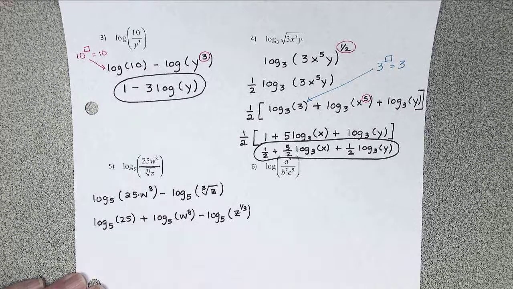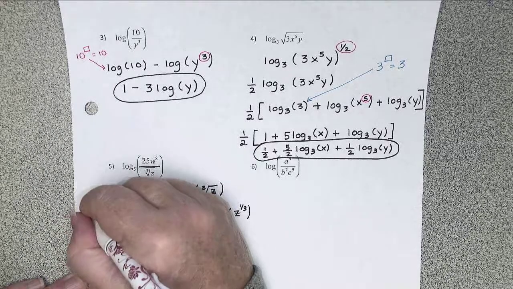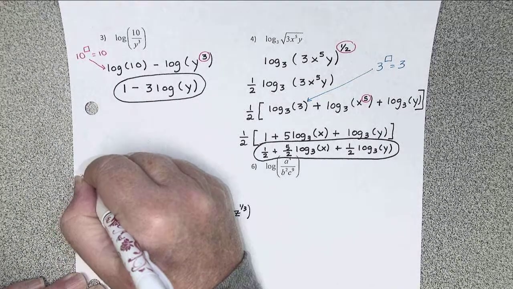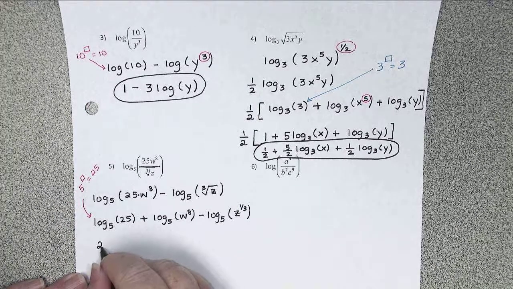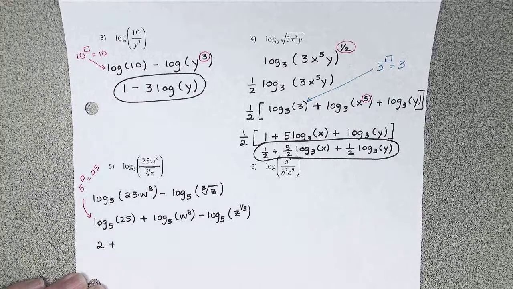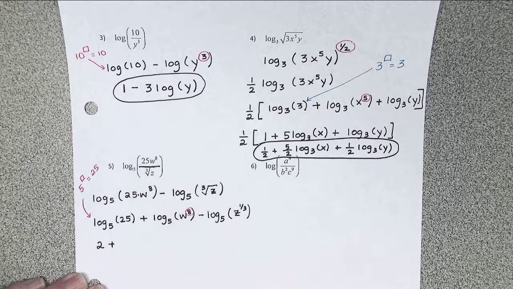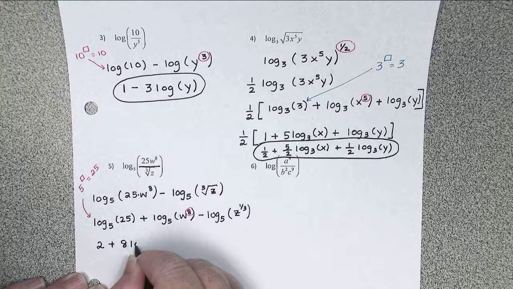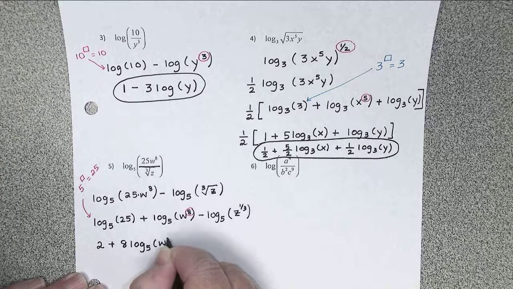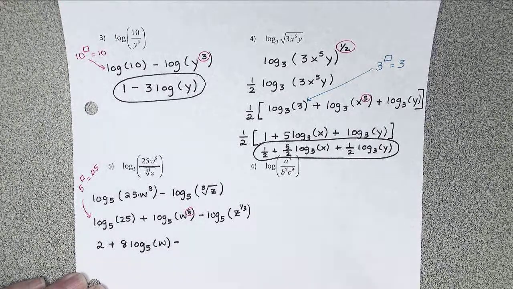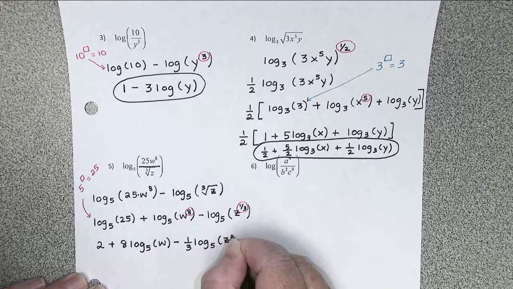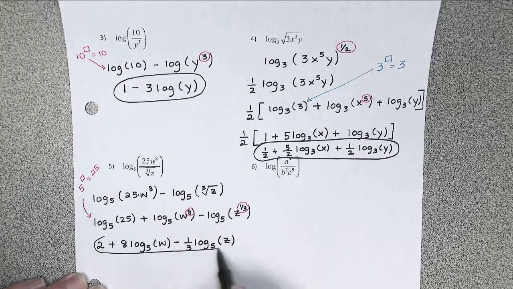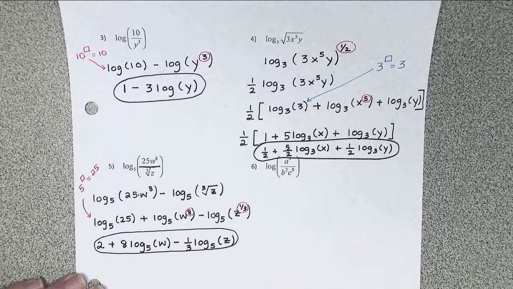All right, the log base 5 of 25, I know what that is. 5 to what power equals 25? That's 2. I have a power rule right here. I can make that 8 times the log base 5 of w, minus, I have another power rule right here. I can make that 1/3 times the log base 5 of z. And there's my expanded form.